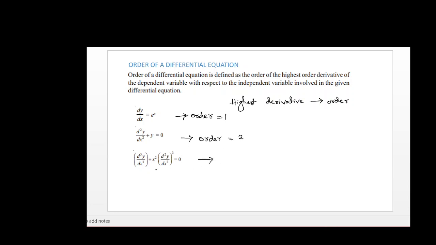Next, the third case. What is the highest order derivative here? d cube y by dx cube is appearing, and d square y by dx square. Don't get confused with the power. We only need to find the highest derivative. So d cube y by dx cube is the highest derivative, and the order is 3 here. If it were d square y by dx square whole power 100, the highest derivative is still only the third one. The second order derivative's power can be whatever, but the highest derivative here is 3. So the order of this differential equation is 3.